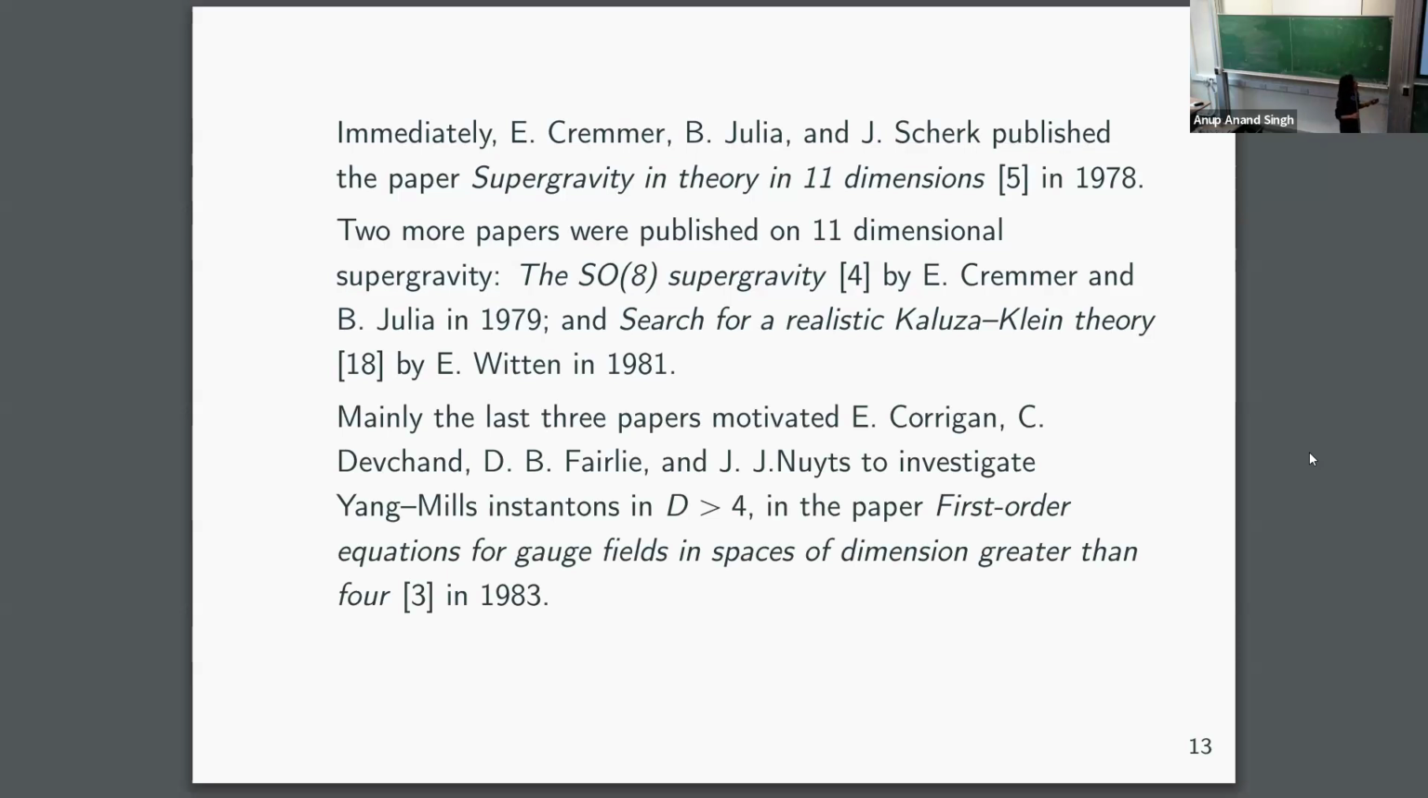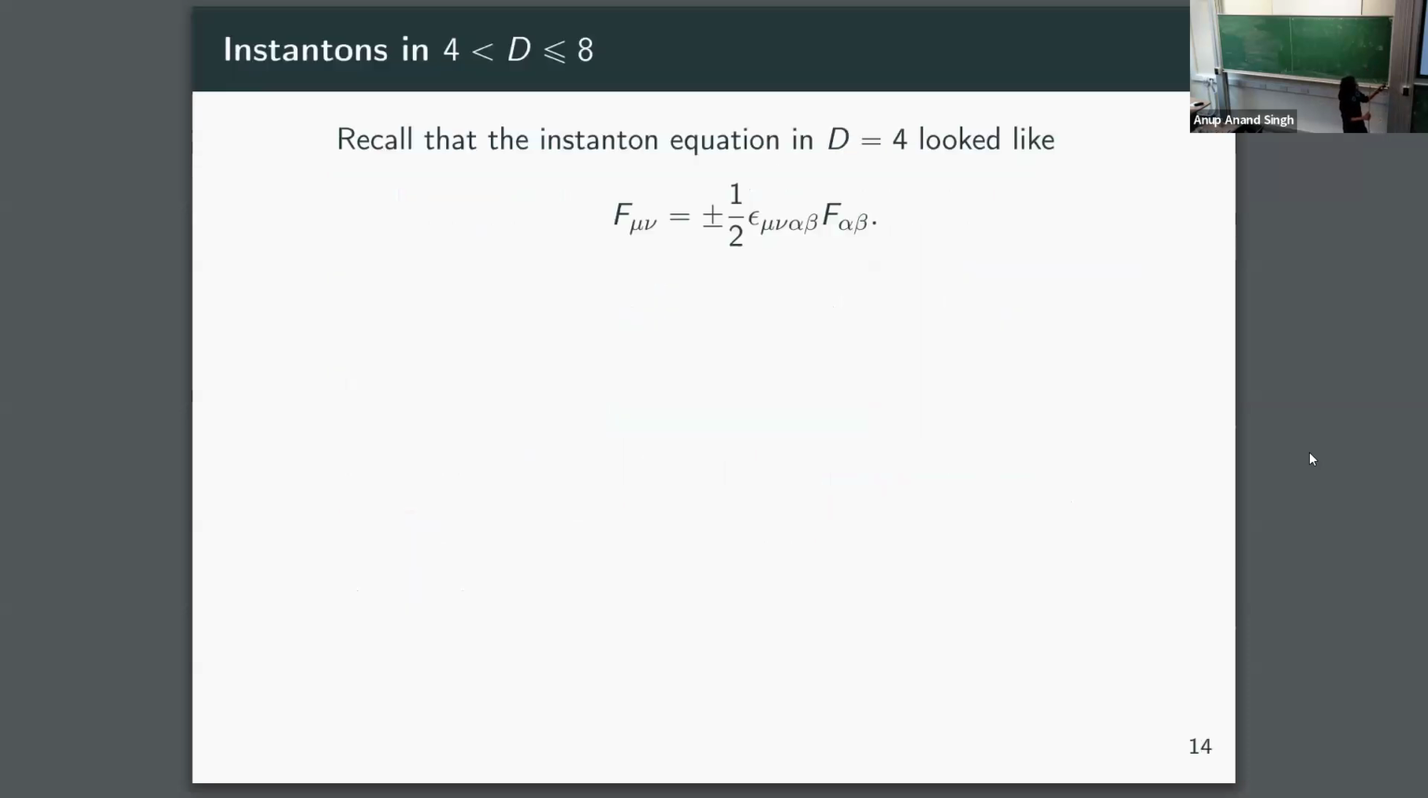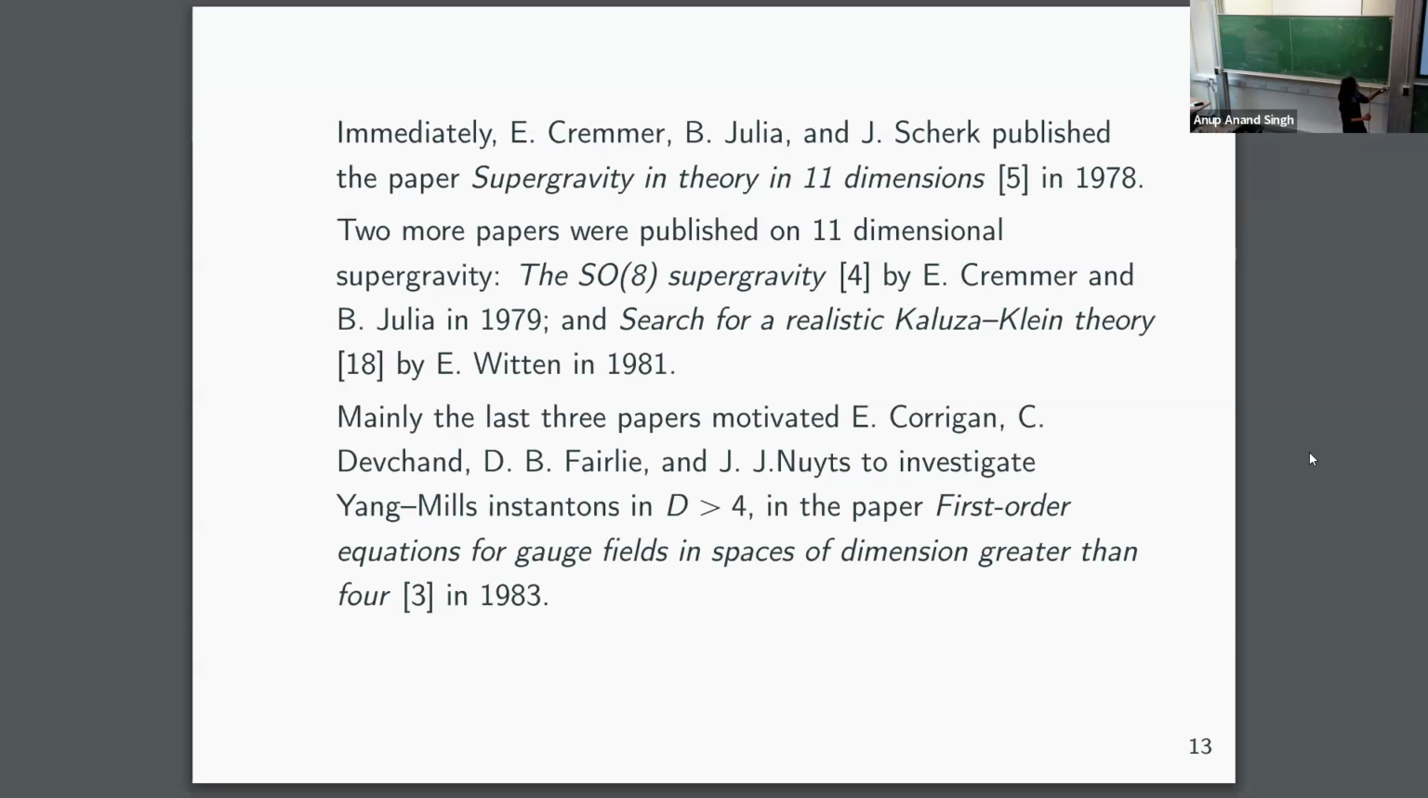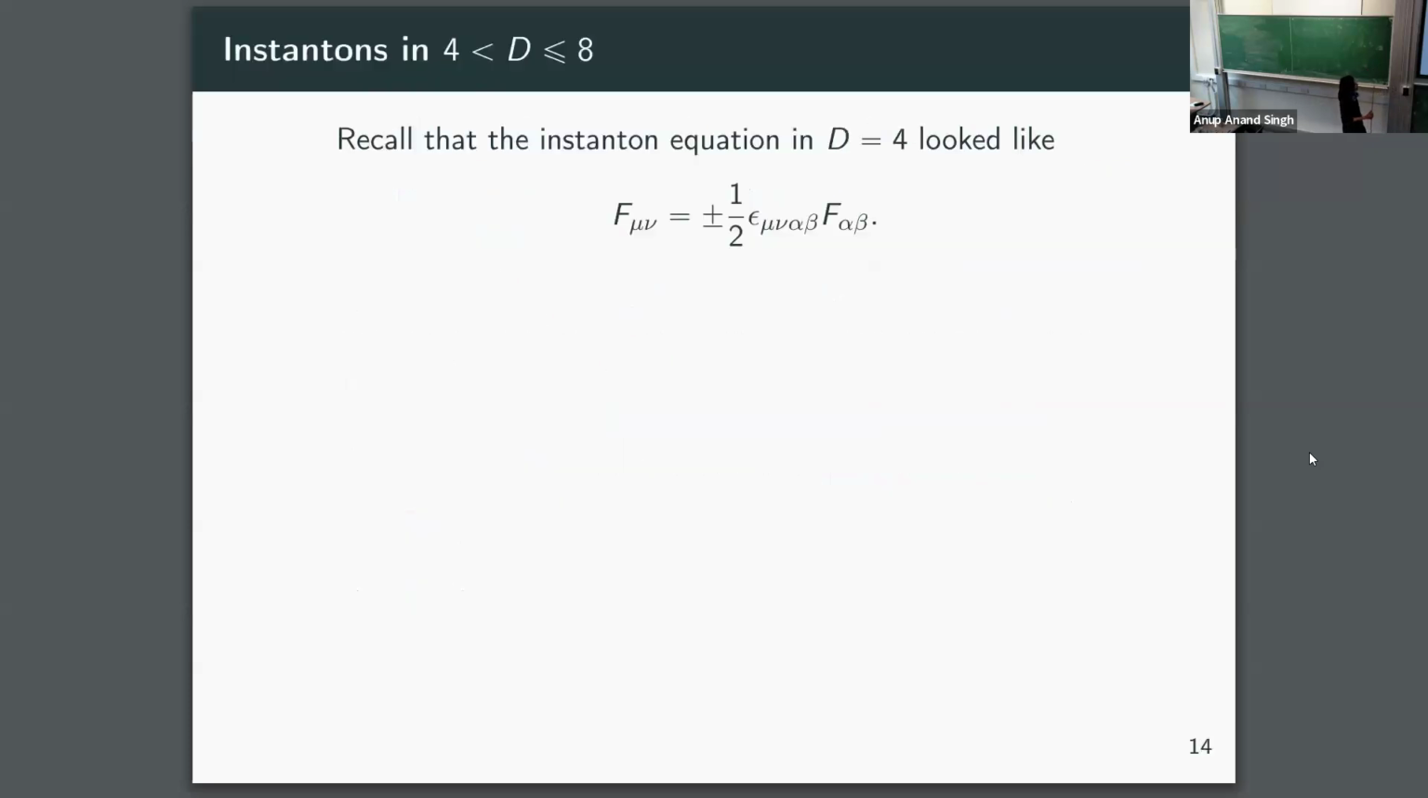So that was 1983. So you can see the last three papers, 78, 79, 81, and then immediately in 83, they wrote this paper. And so if you recall, that's your instanton equation. And there are two things happening there.